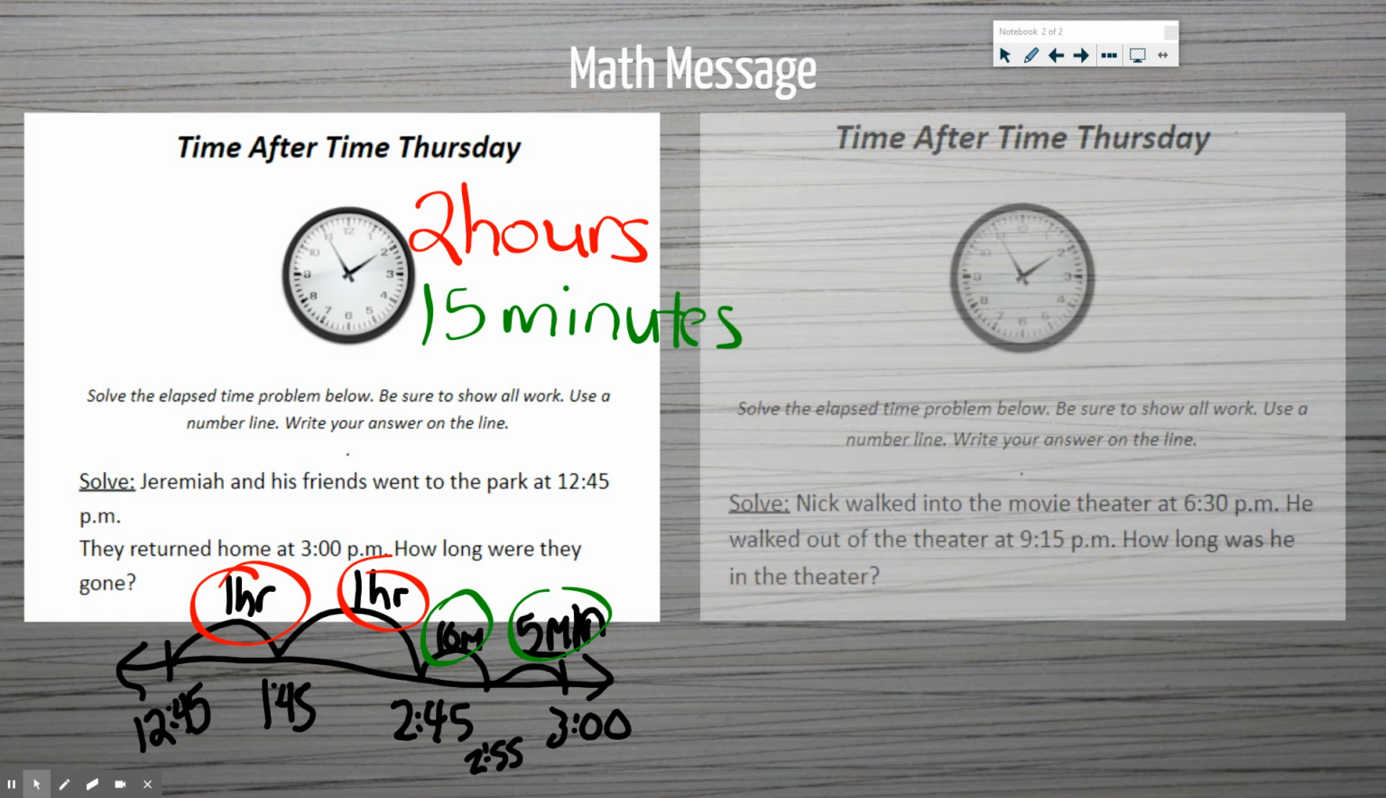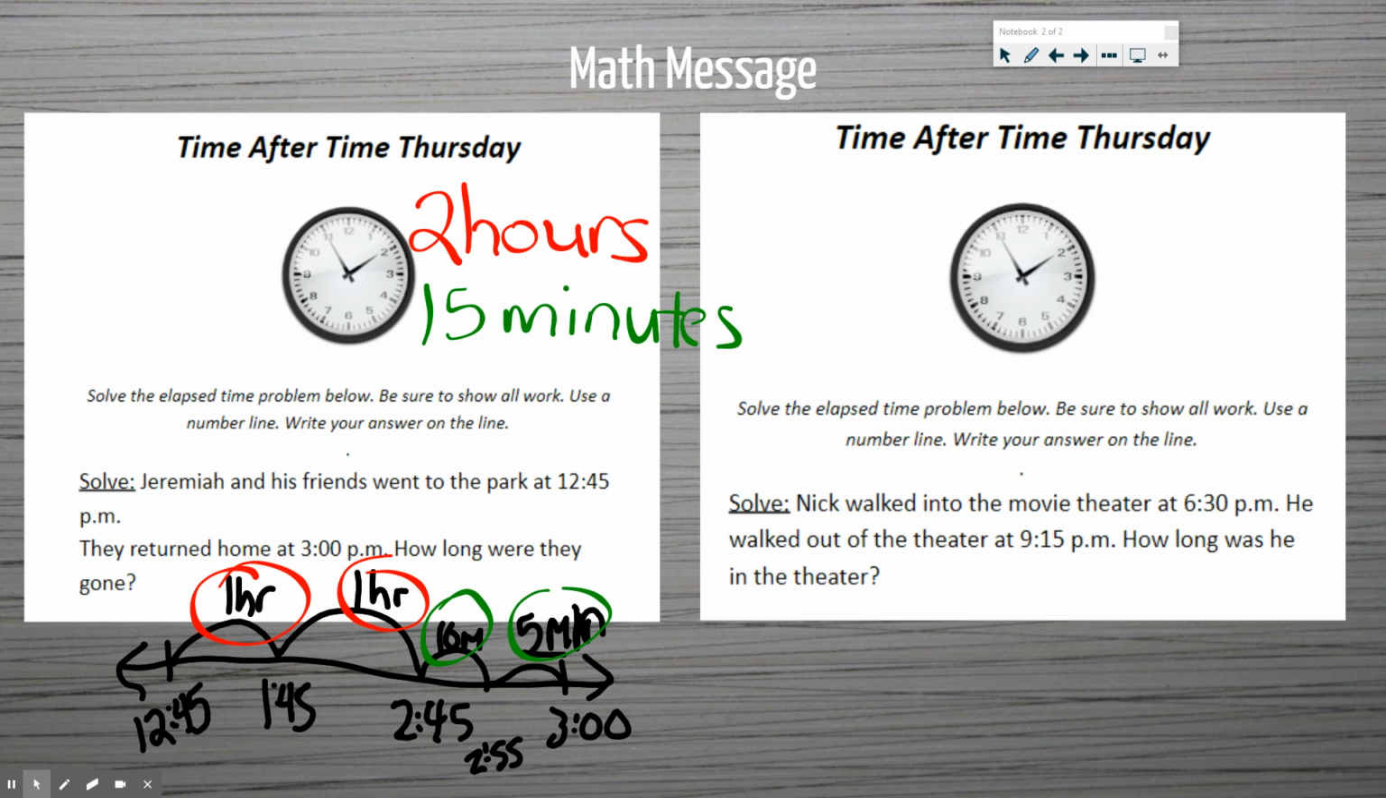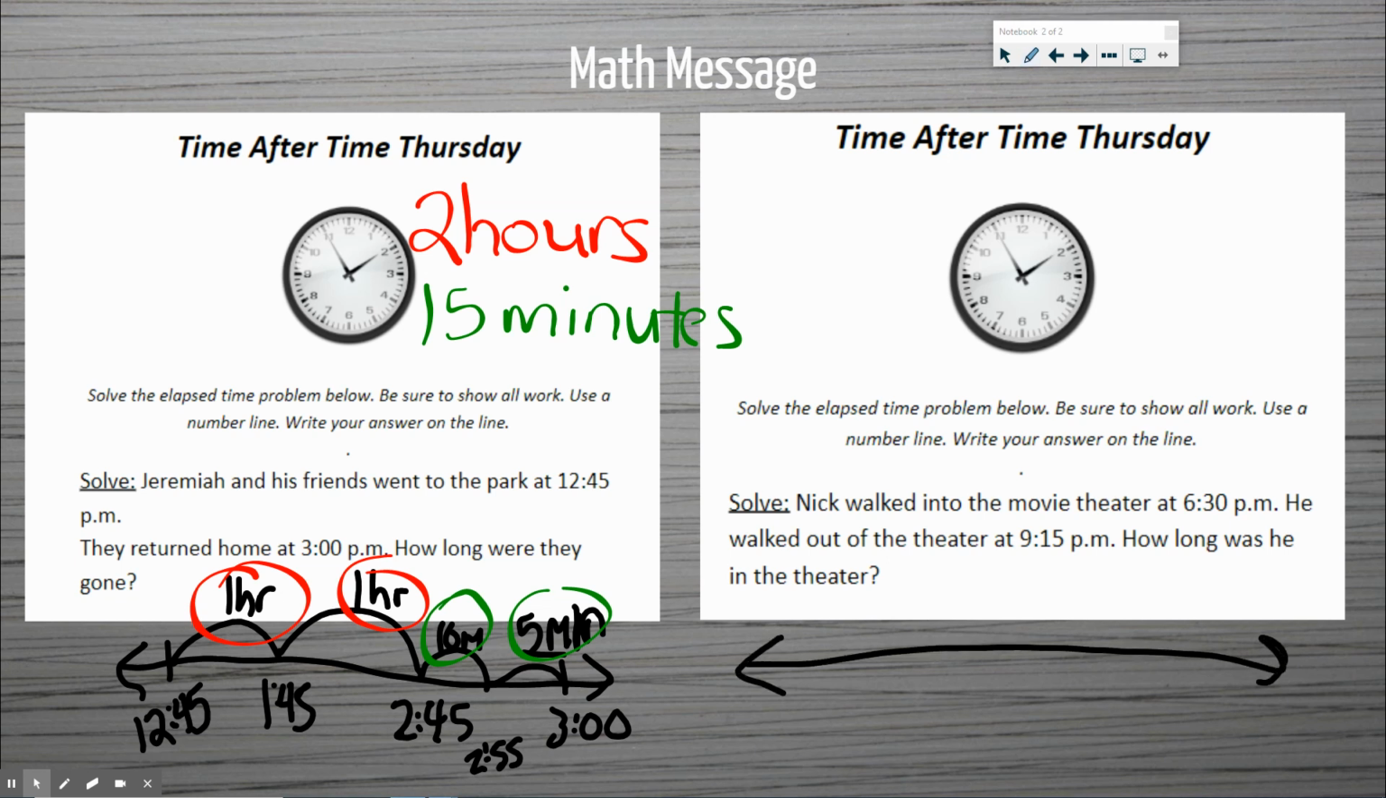All right, we've got another one. Same idea, we're going to draw our number line and use it to solve the problem. Nick walked into the movie theater at 6:30. He walked out of the theater at 9:15. How long was he in the theater? So we're going to start at 6:30 and go to 9:15.